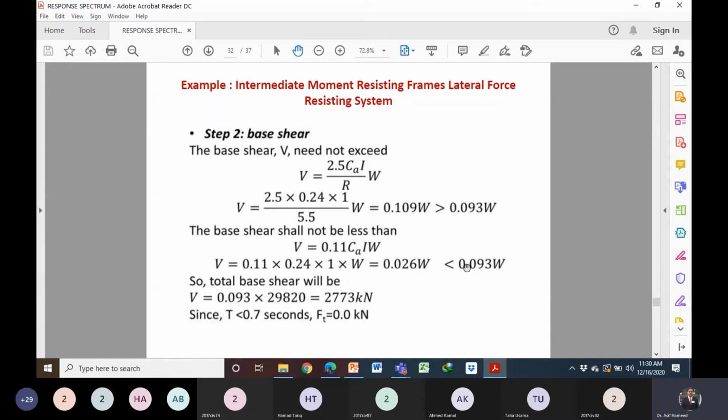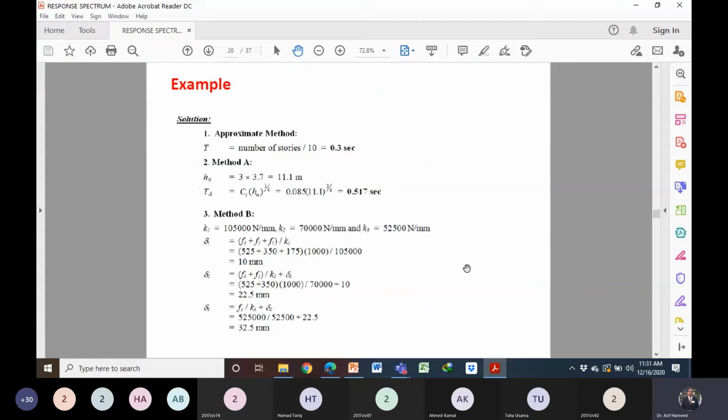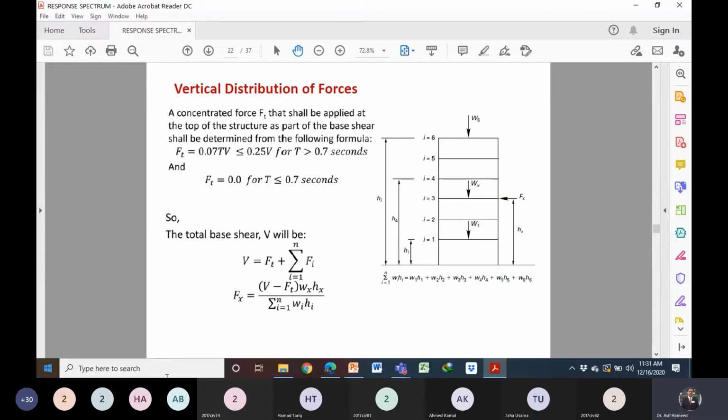Once we have the base shear, the next step is we have to distribute the forces. We have to calculate the lateral forces, which are to be applied at the different levels by using the lateral distribution formula. Now we will discuss the lateral distribution formula. By using this formula given in the code, we can distribute the forces along the height. V is the base shear, Ft is the additional force which is to be applied at the top floor. So by using this formula, we can calculate the lateral forces at the different levels.